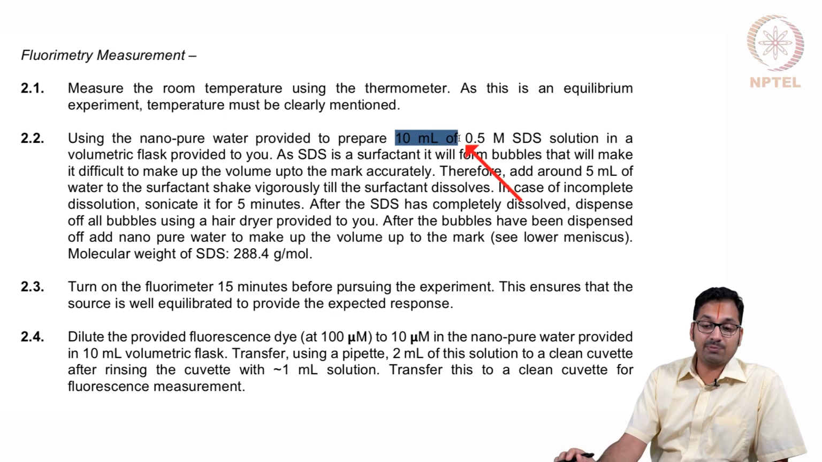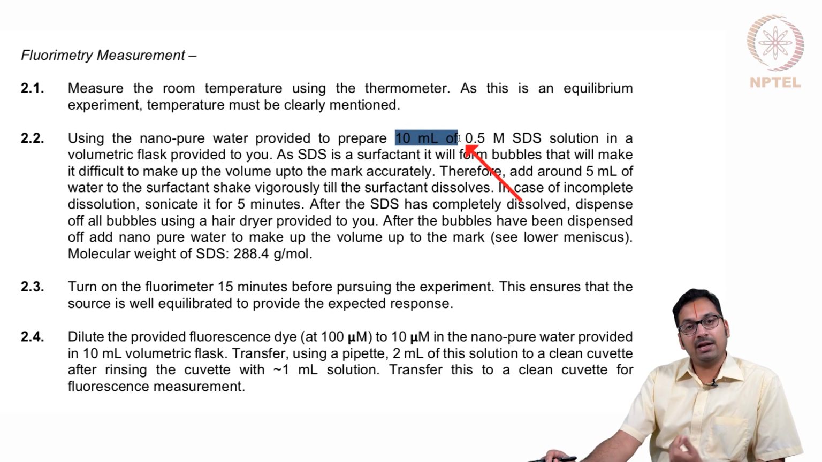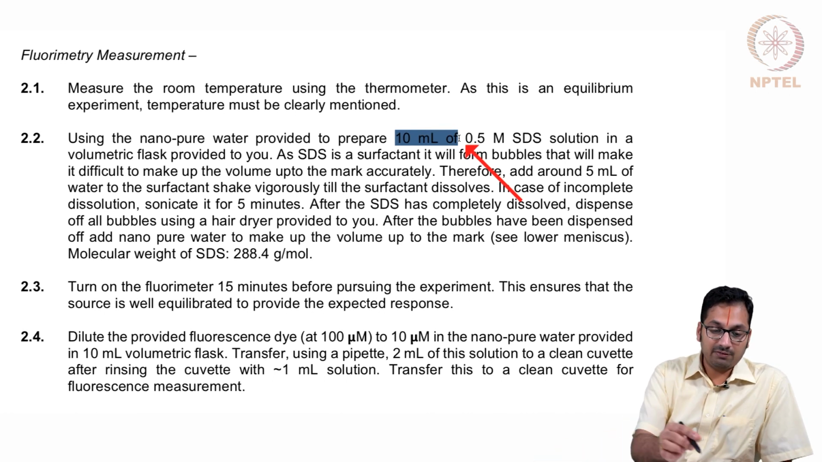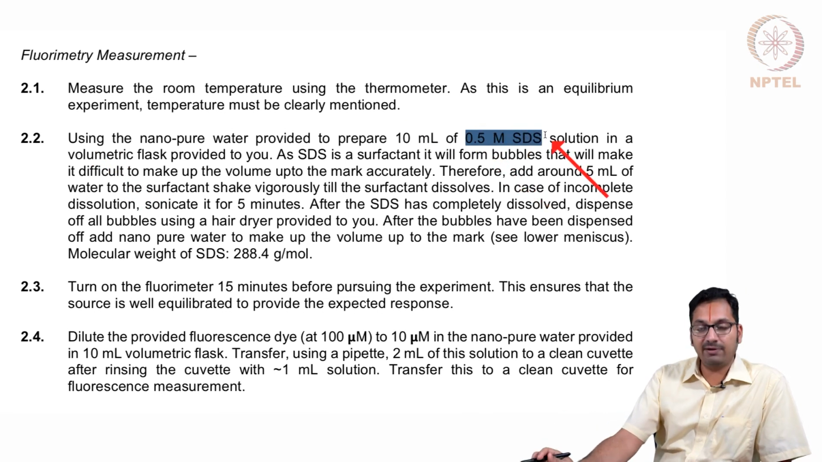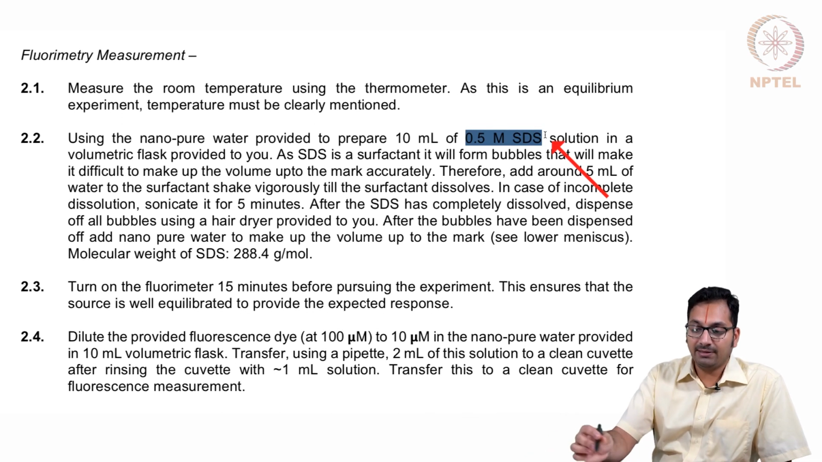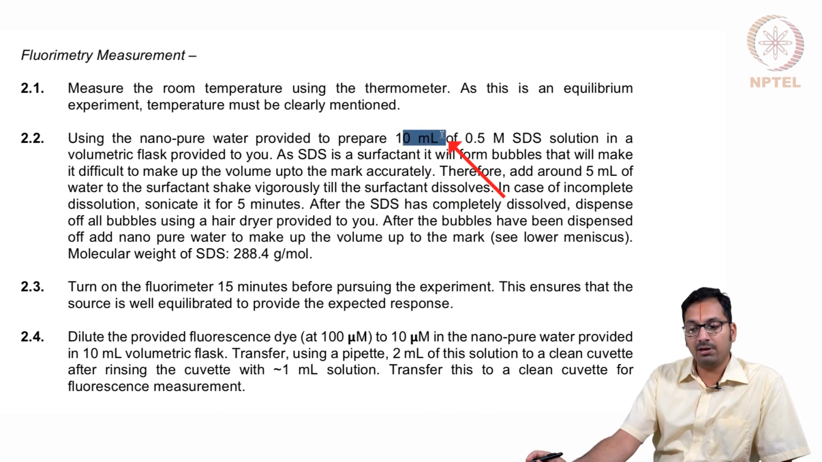So the first step in this experiment is to prepare the sodium dodecyl sulfate solution so that you can perform your measurements in fluorimetry and conductometry. The first step here would be to prepare 0.5 molar sodium dodecyl sulfate. How would one end up doing it? You would measure a certain amount of weight depending upon the molecular weight of the given material, in this case sodium dodecyl sulfate, and then you would make it up to 10 ml of solution in a volumetric flask.